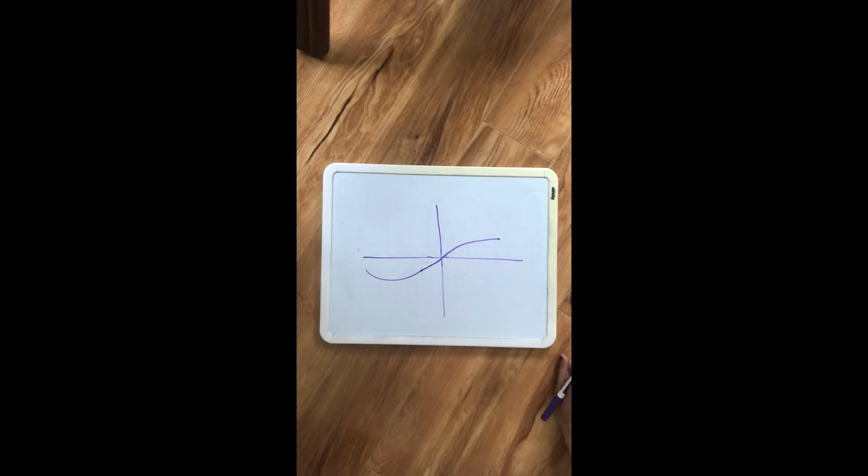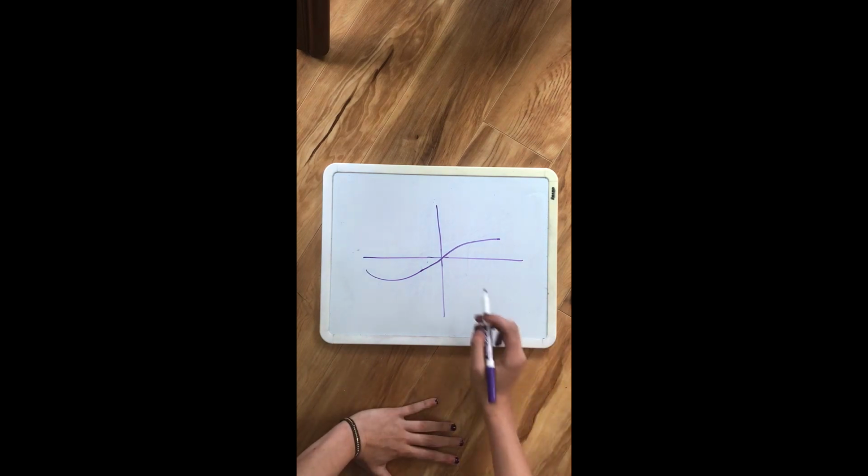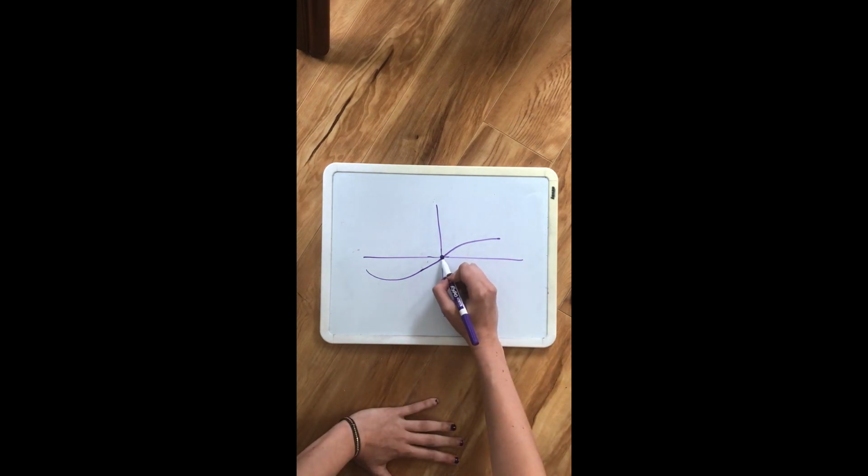Next, we will talk about the point of inflection. The point of inflection is where the graph of a function has a tangent line and where the concavity changes. So it can either be from positive to negative or negative to positive. In this function that we have here, the point of inflection is right at 0, 0.